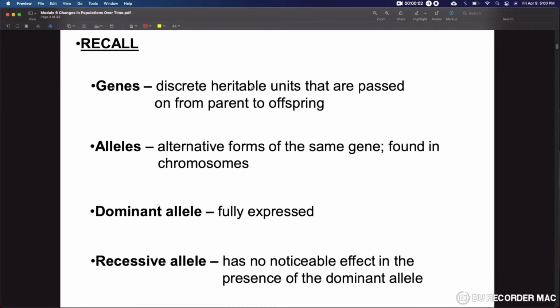Next, recall from our Module 4 that we discussed genes. What are genes per se? Genes are the things that are passed from your parent to your offspring. These are discrete heritable units of traits that are passed from your parent to you. And in line with genes, we also talk about alleles. Alleles are alternative forms of the same gene that are found in your chromosome.